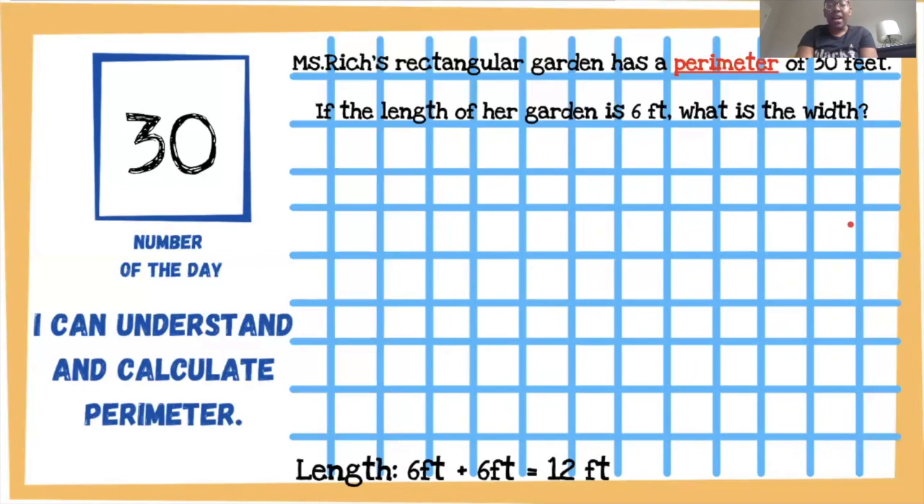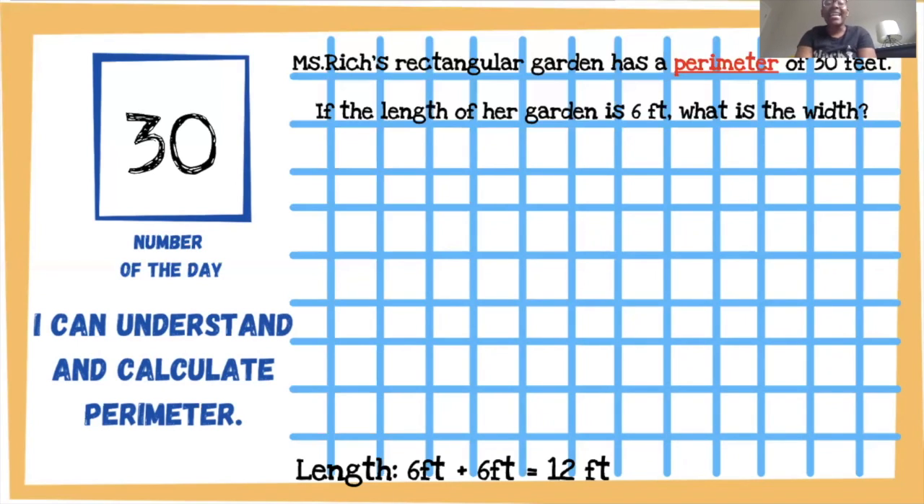Well, let's start by thinking about what we already know. We know that the length of Miss Rich's garden is 6 feet, and if it is a rectangle, that means that at least 2 of the sides are 6 feet long. If 2 of the sides are 6 feet long and we add them together, we know that 6 plus 6 is 12. Well, if I know that the length of 2 of the sides together is 12, how can I use this information to find the width?